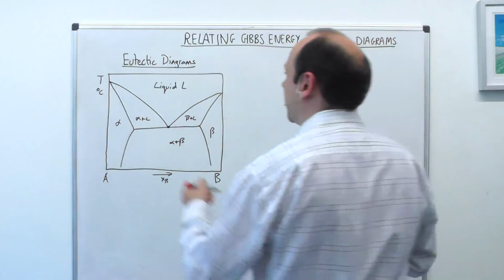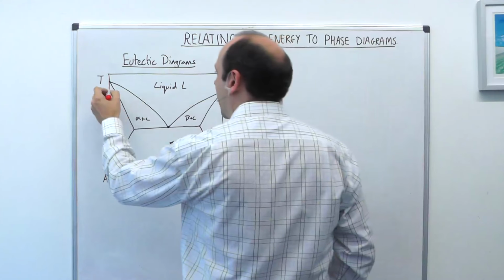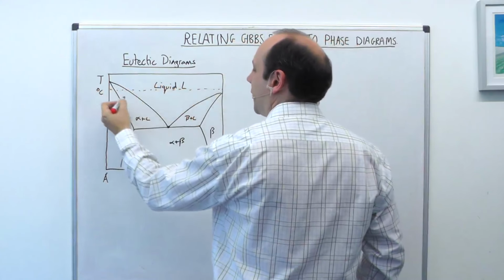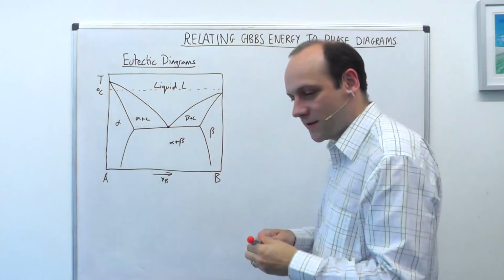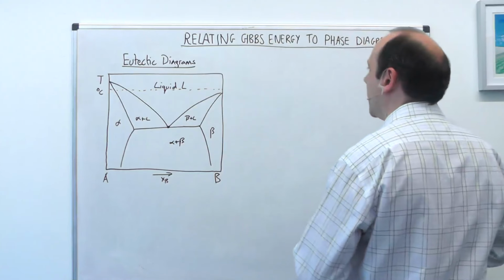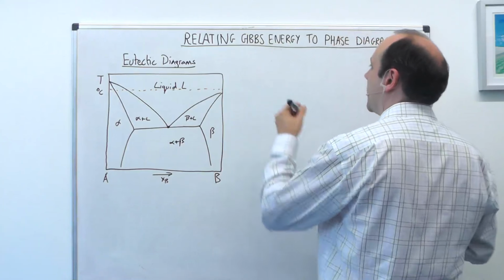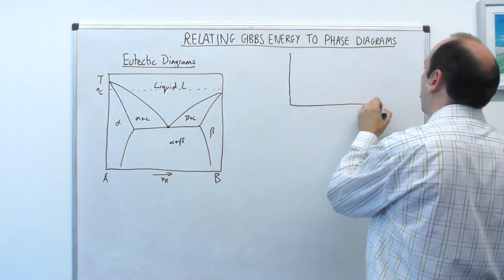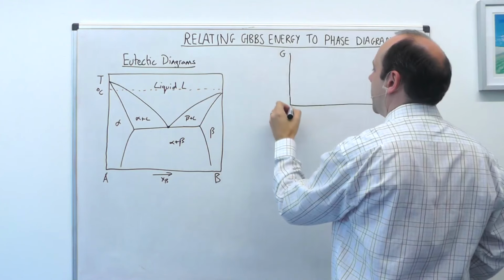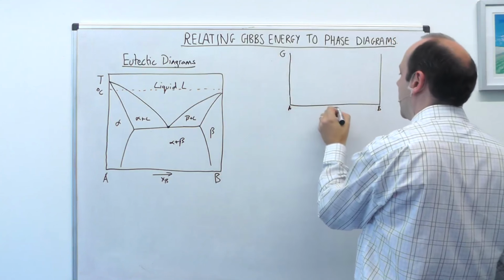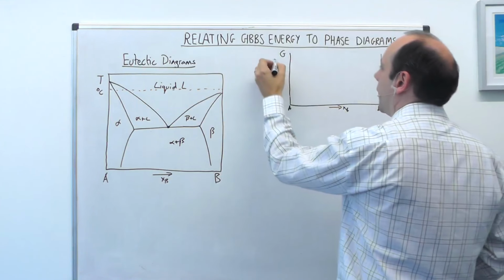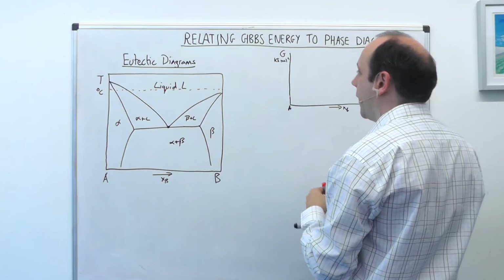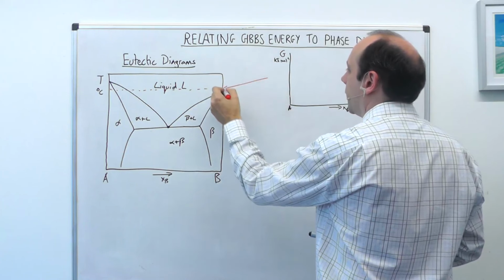So it'll look probably something a bit like this. Let's pick a temperature, say here. And at that temperature, you see pure alpha phase, alpha plus liquid, and liquid phase. Those are the phases that are involved. So at that temperature, our Gibbs energy diagram is going to look something a bit like this. This is our Gibbs energy, going from A to B with the amount of B, in kilojoules per mole, say. And we're at this particular temperature, whatever that is.